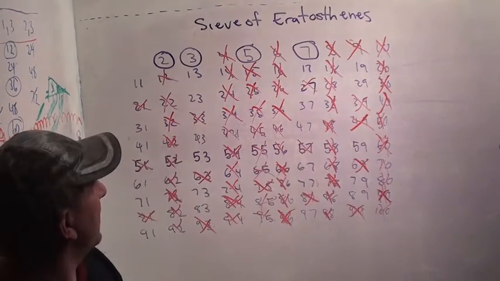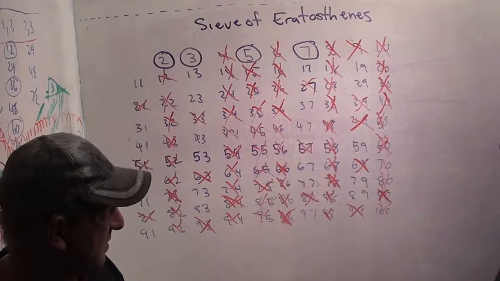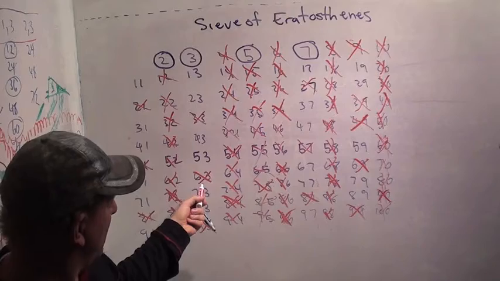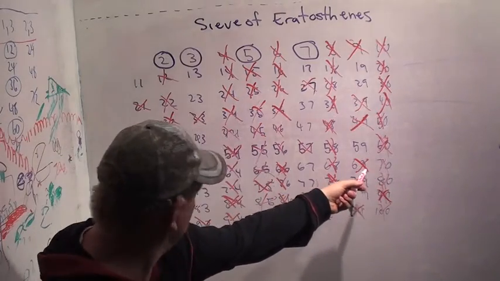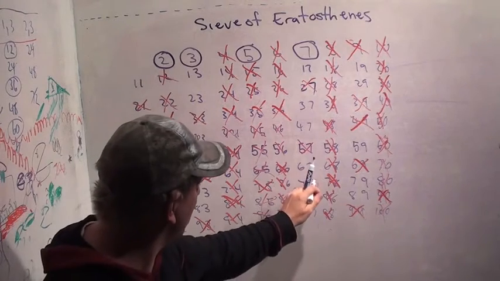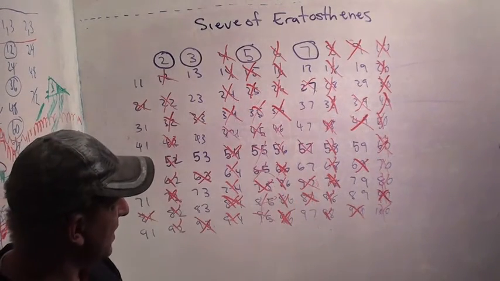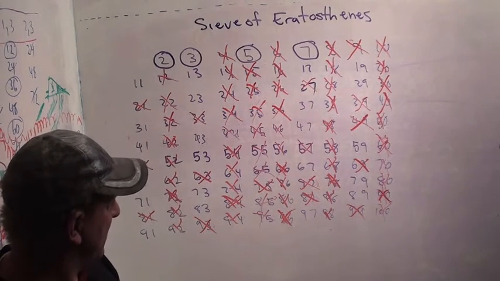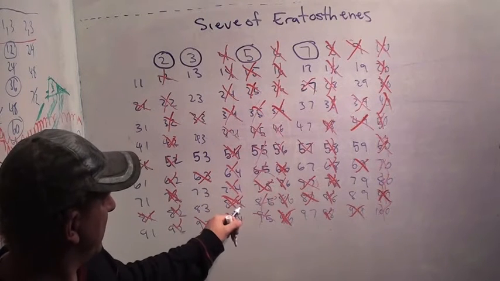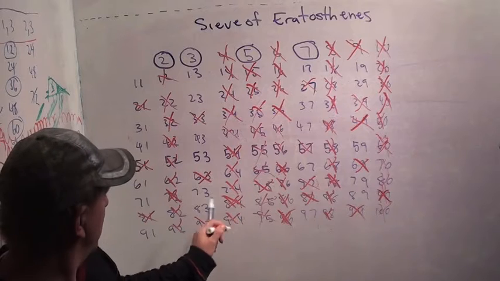49 is not prime. What comes next? 49 plus 7, which is 56. Crossed out. 63. 70. What comes next after 70? 77. Ooh, it was not crossed out. Bam. 77 plus 7 is 84. 84. 91. Ooh, wait a minute.